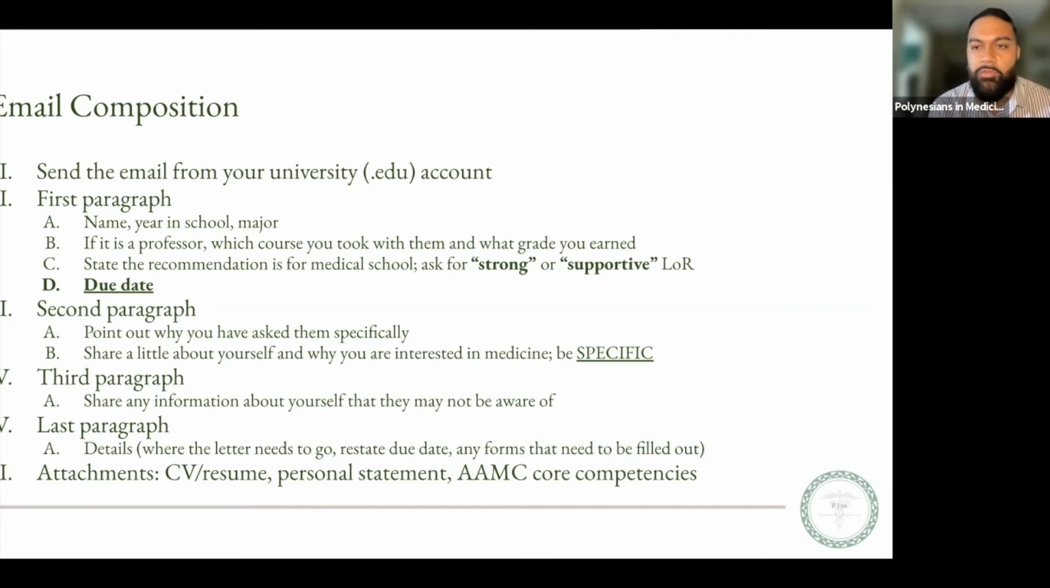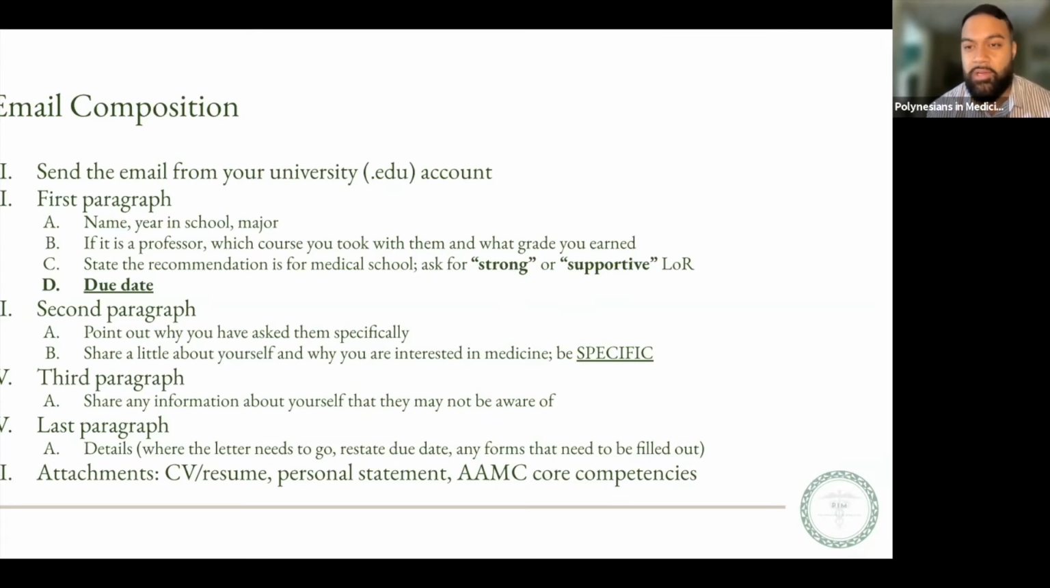Third paragraph: if there's any information that they don't already know about you, this is an opportunity to hint at what you want them to include in your letter. Maybe include some extracurricular activities or other things that you're passionate about. I would also include that there. But overall, just be mindful and concise when you're writing this letter.